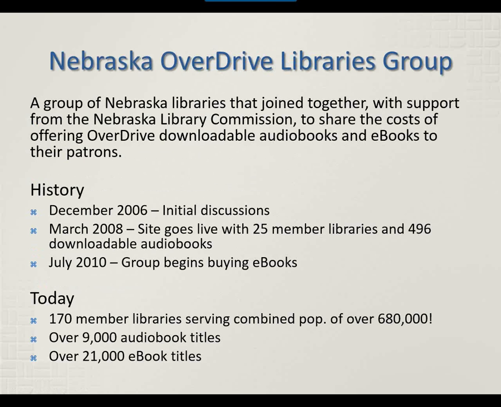So when we first started, went live in March 2008, the Nebraska OverDrive Libraries group had 25 member libraries. At that time, we were just buying downloadable audiobooks. I think ebooks were available, but at that time, they weren't the hot items that they are today. So our initial goal was to have a collection of downloadable audiobooks. So we started with 496 downloadable audiobooks. As you can imagine, within a day or so, all of those books were checked out. So we had 25 member libraries, 496 audiobooks, almost all of which were checked out that first week or so. So that was a little dicey.